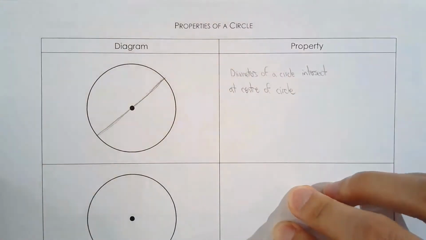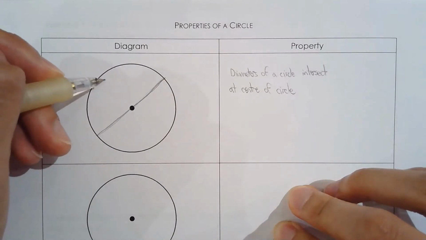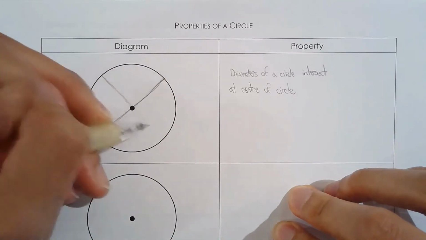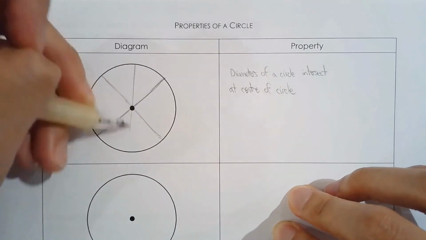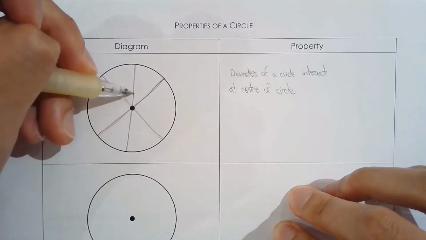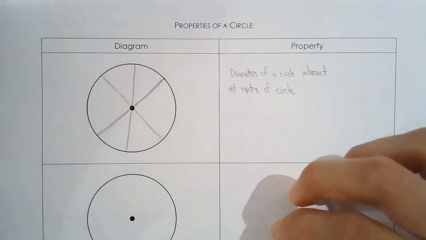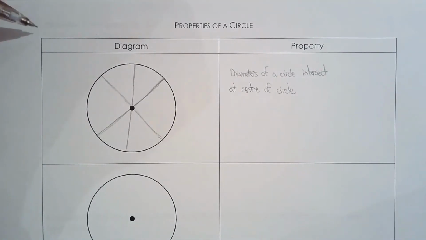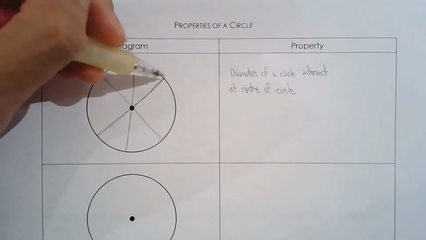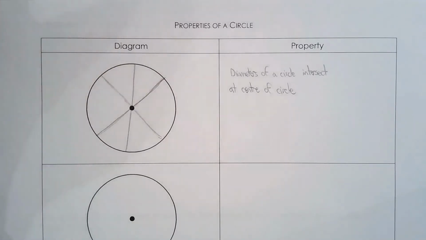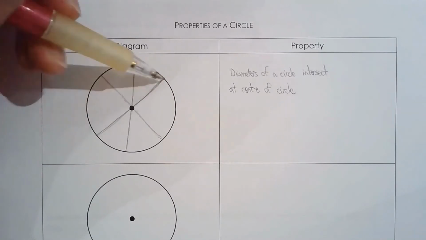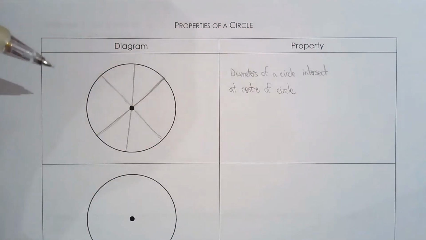So I should have drawn another diameter. You can draw more, but no matter how many diameters you draw, you'll realize that every single one of them has to go through the center of the circle. That makes sense because otherwise the line segment that you draw will not be the longest possible line segment. And that's what the diameter really is. It's the longest possible line segment you can draw within this circle.